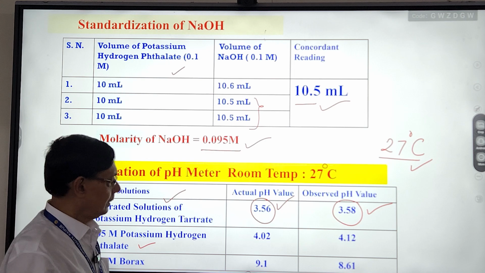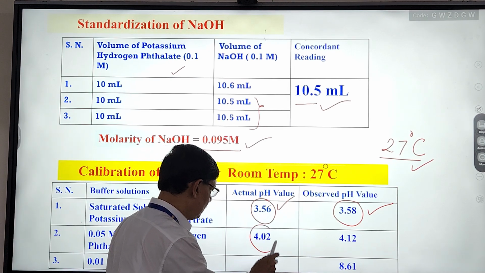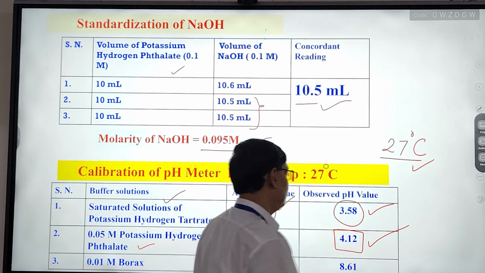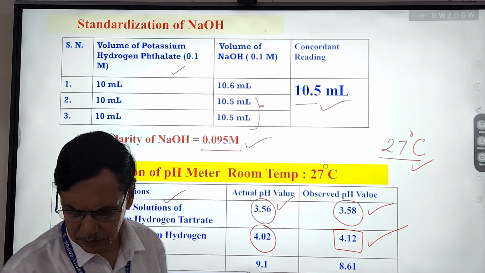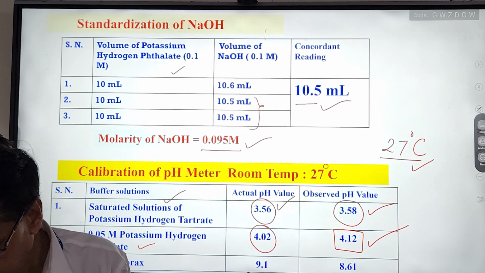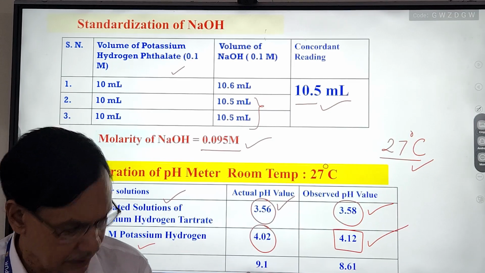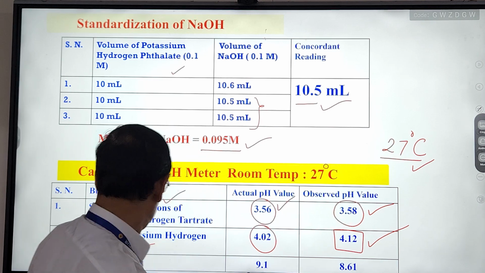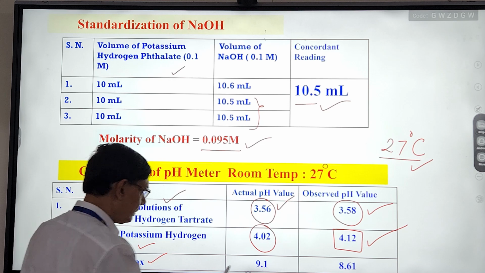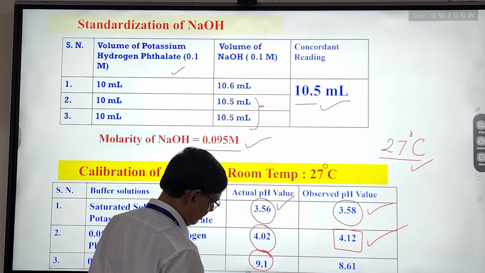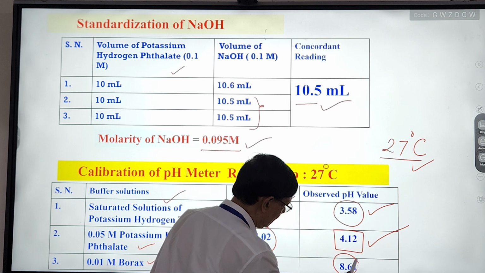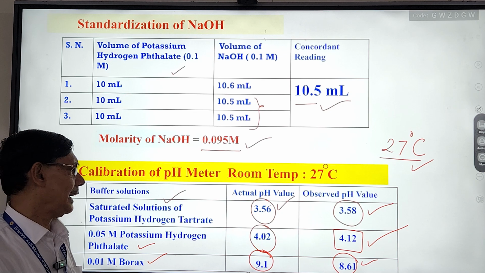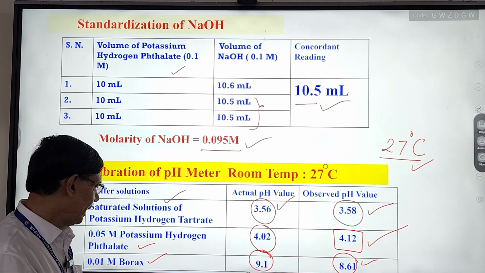I hope that you have prepared it. The actual value is maybe 4.02 like that, so you have a slightly higher value. It is 4.12, as per your practical record, I have seen these things. And third, you have taken the borax, probably 9.18 or something like that. You are getting 8.61. Okay. Because you are M.Sc students, there may be some different types of error, some weighing problems, sometimes instrument problems.